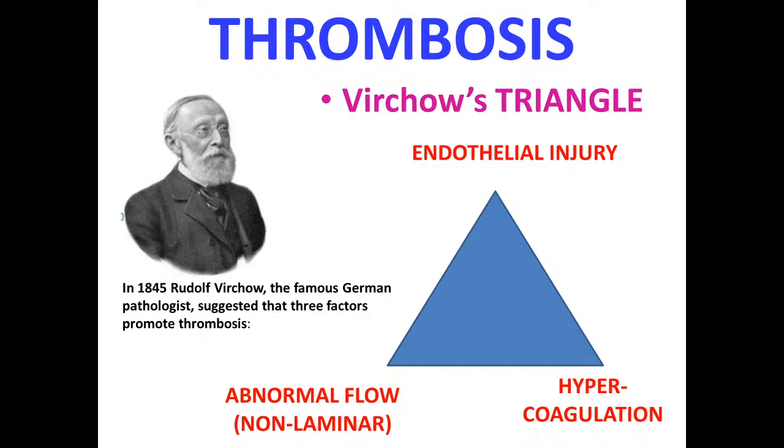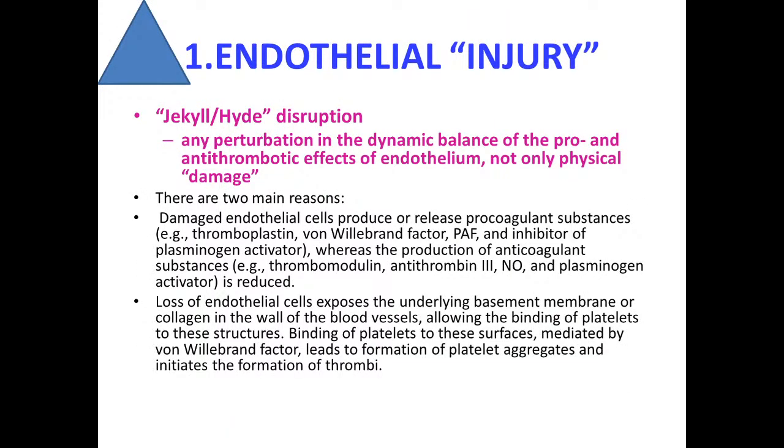Virchow's triad includes endothelial injury, changes in blood consistency, forming a hypercoagulable state, and abnormal flow, changes in the pattern of blood flow, stasis or turbulence. Endothelial injury, there are two main reasons.